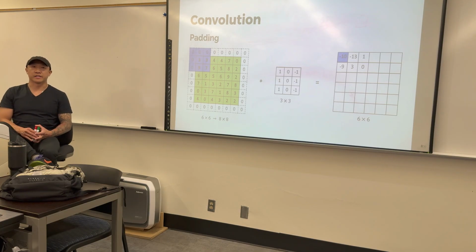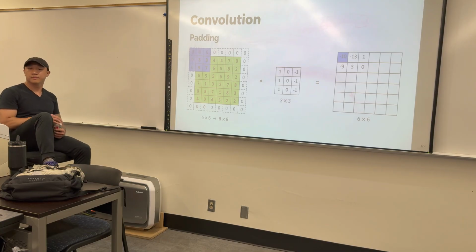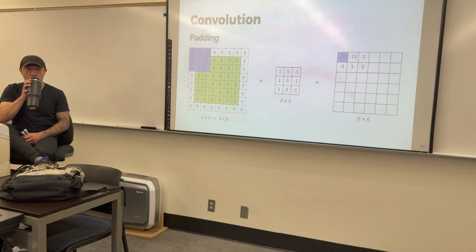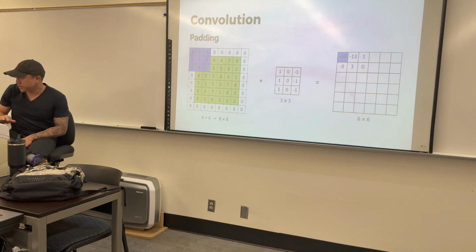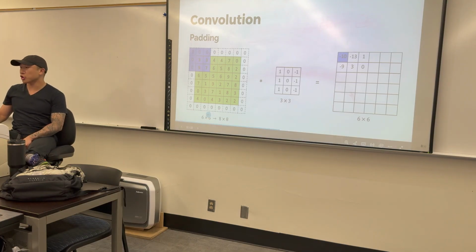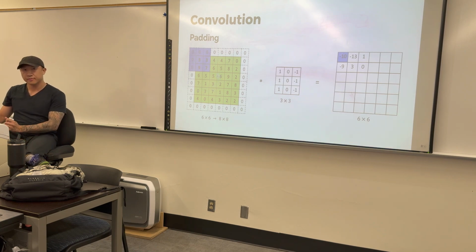Any questions on padding? Cool. Oh, yeah, sure. So, when you multiply the 8 by 8 by the 3 by 3, as a result, you get 6 by 6. You aren't multiplying the 6 by 6 by an 8 by 8. Rather, you're turning the 6 by 6 into an 8 by 8, and then the 8 by 8 by the 3 by 3.